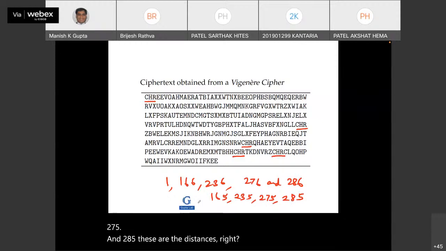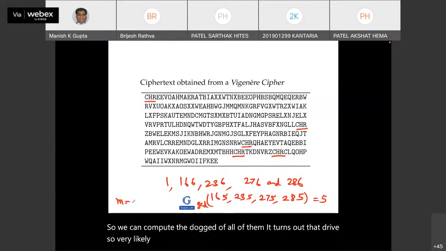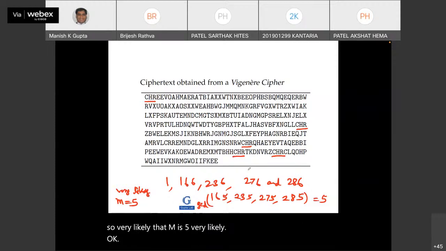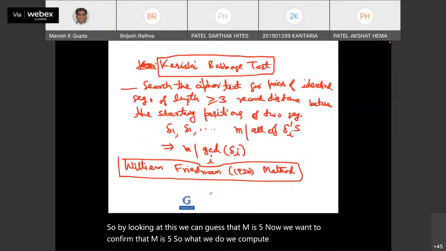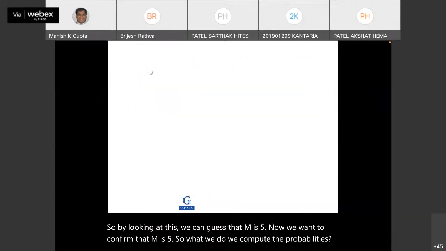So we can compute the GCD of all of them. It turns out that the GCD is 5. So very likely that m is 5. Very likely. So by looking at this, we can guess that m is 5. Now we want to confirm that m is 5. So what we do? We compute the probabilities.